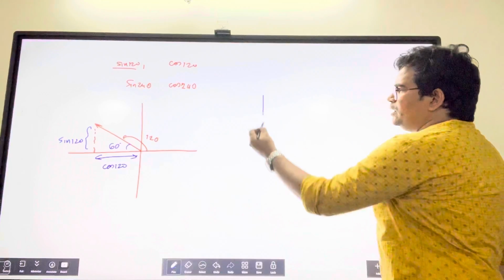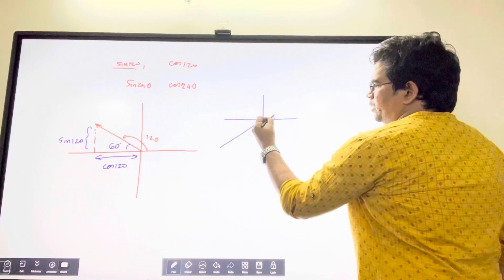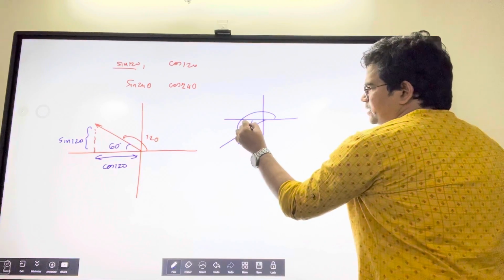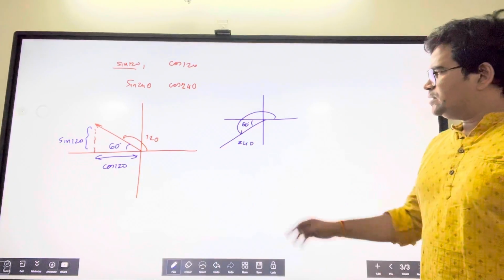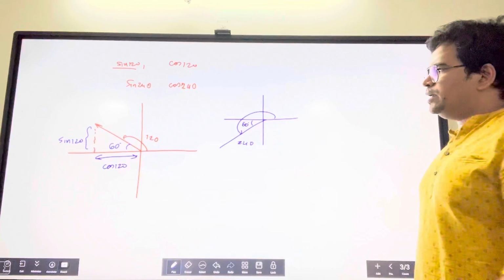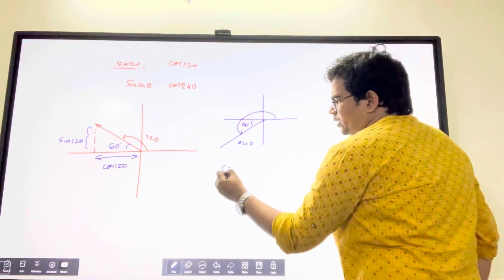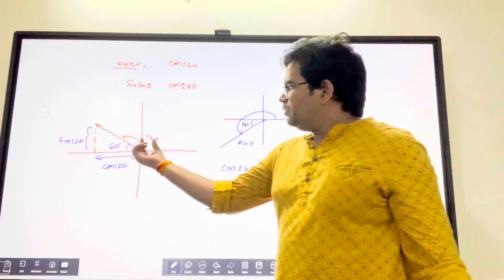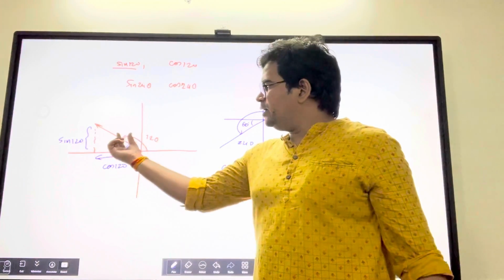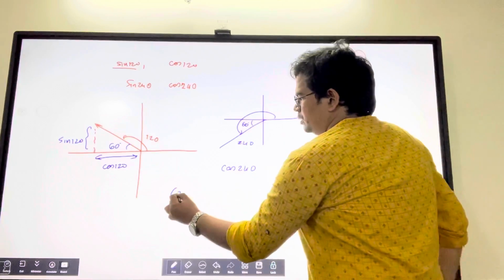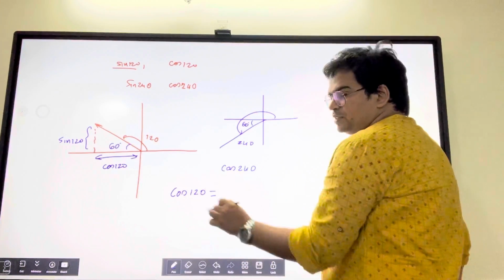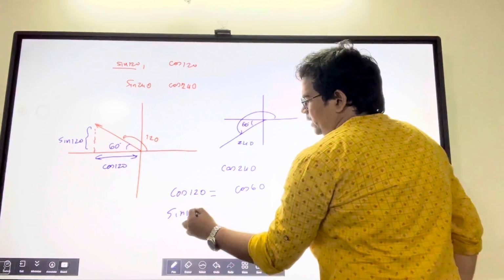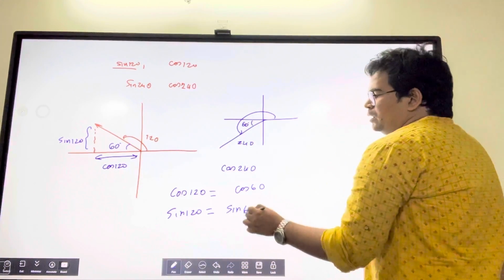So suppose I have an angle here, let's say this is 240 degrees. In this case, my base angle is basically 60 degrees. If the base angle is 60 degrees, it means I can write cos 240 in terms of this angle, which is nothing but 60 degrees. So if I have 120 degrees, cos of 120 blindly you can say will be the same as cos of 60, and sine of 120 is blindly going to be the same as sine of 60.